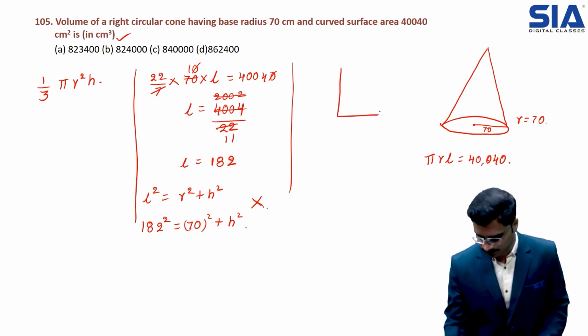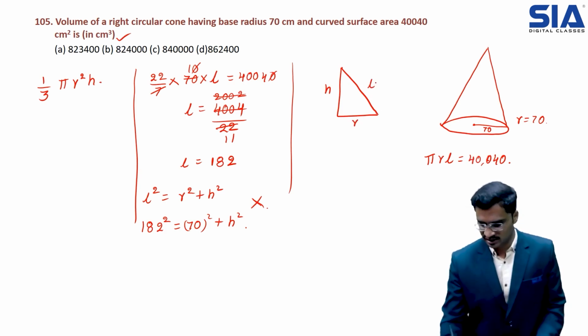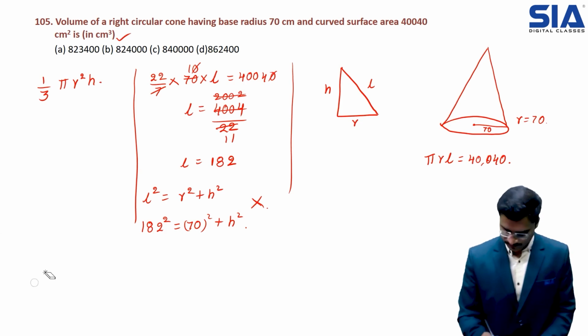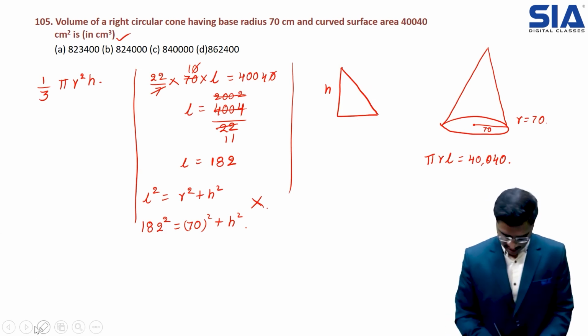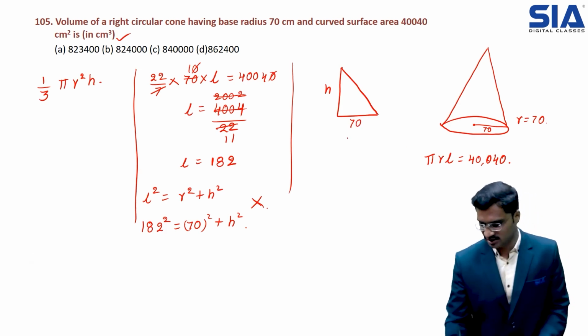So in a cone, let this be the height of this cone and this be the radius of the cone, and L is the slant height. Okay, L is the slant height. Okay, now let us see. So here the values of r and L are given. So the radius is 70 and slant height is 182.